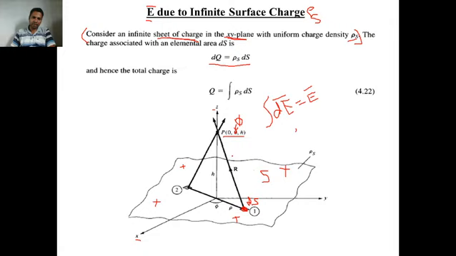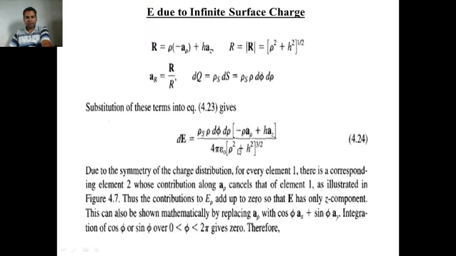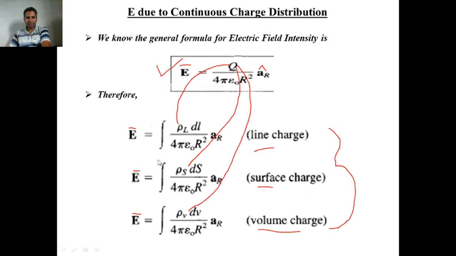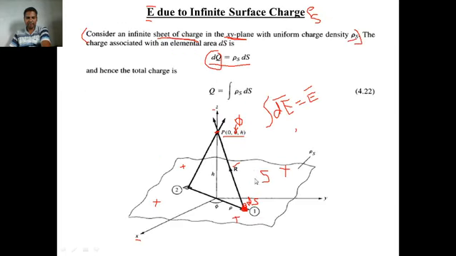From this charge, E bar will be in this direction. So r bar is nothing but what? R bar is the displacement vector from the given charge to the given point, because I want to find E bar at this point P due to this ds surface on which charge dq is present. So which formula can we use? We can use this particular formula, and for that we require this ds.